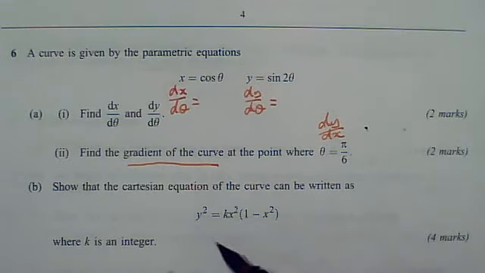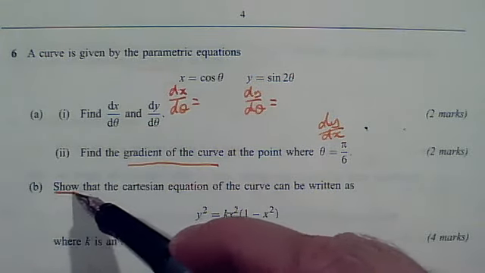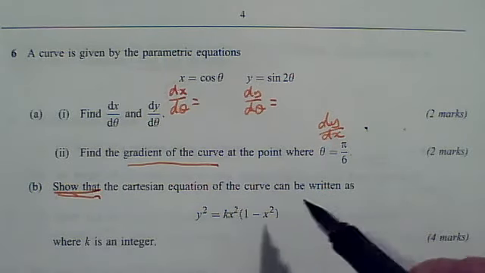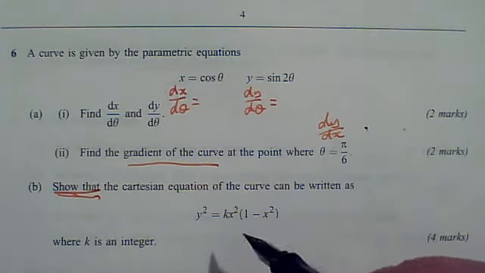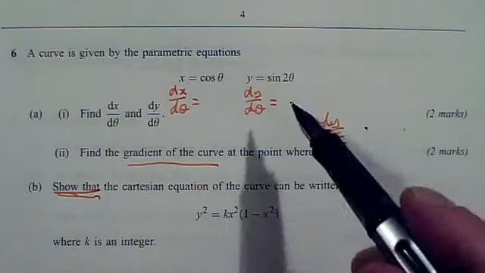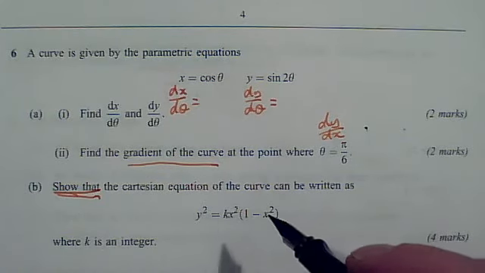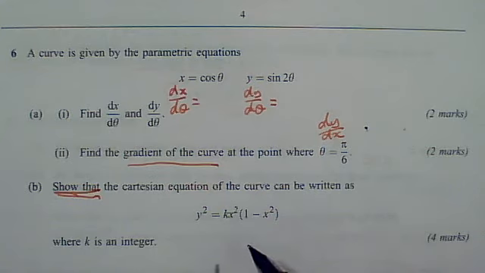Then in part B, we've got to show that the Cartesian equation of the curve can be written as this. Now, there are always some marks to be earned on a show that simply by verifying. So one approach would be to try and substitute in x and y in both cases. But it's always best, and sometimes the only way of getting full marks, is to simply start with one side and get to the other side.